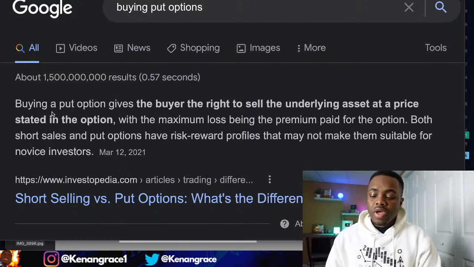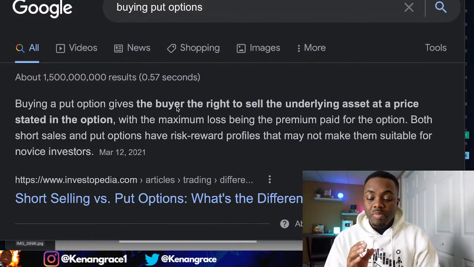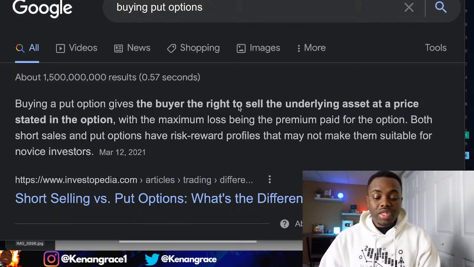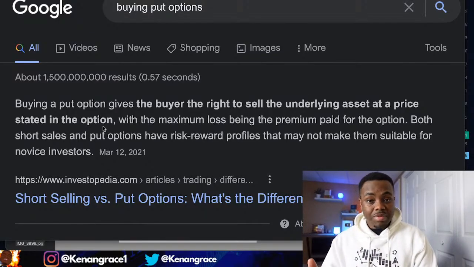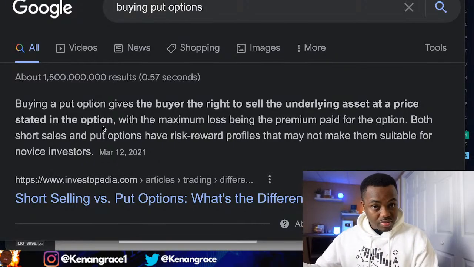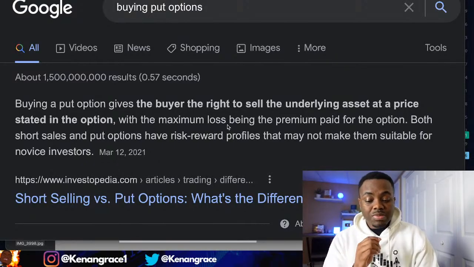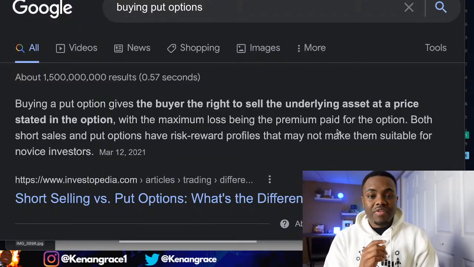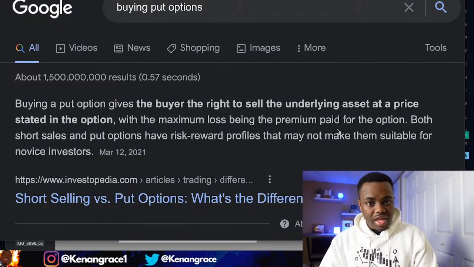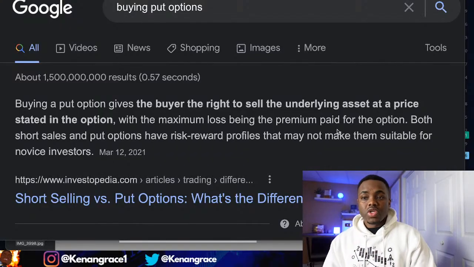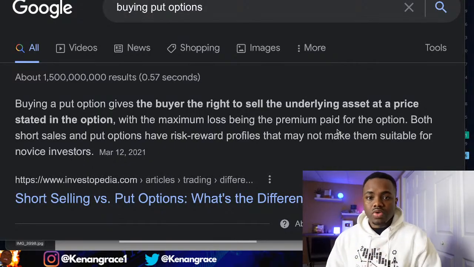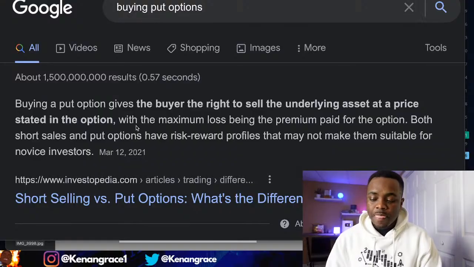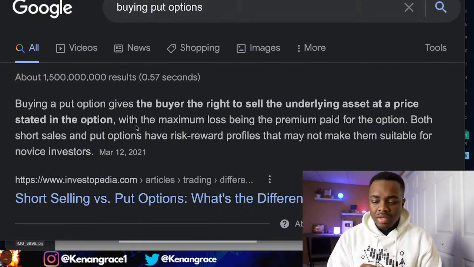So let's start over. Buying a put option gives the buyer, meaning if you buy the put, you get the right to sell the underlying asset at a price stated in the option, which is the strike price, with the maximum loss being the premium paid for the option. So whatever you paid for the option, that's the most you can lose. If you pay $100 for a put option, the most you can lose is $100 on this put option.